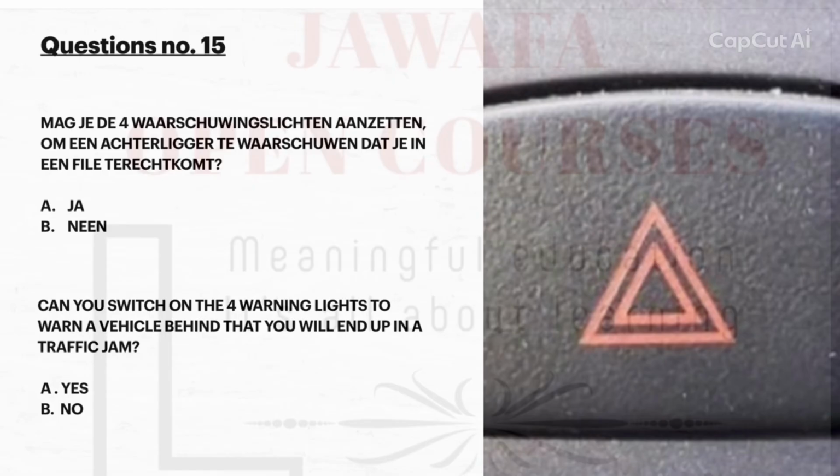Question number 15 is, can you turn on the 4 warning lights, the 4 hazard lights, to inform vehicles approaching from behind that there's a traffic jam ahead? That is, if there's a traffic jam ahead, can you use all 4 indicators to inform the cars coming up behind you? For option number A, the answer is yes. For option number B, the answer is no.